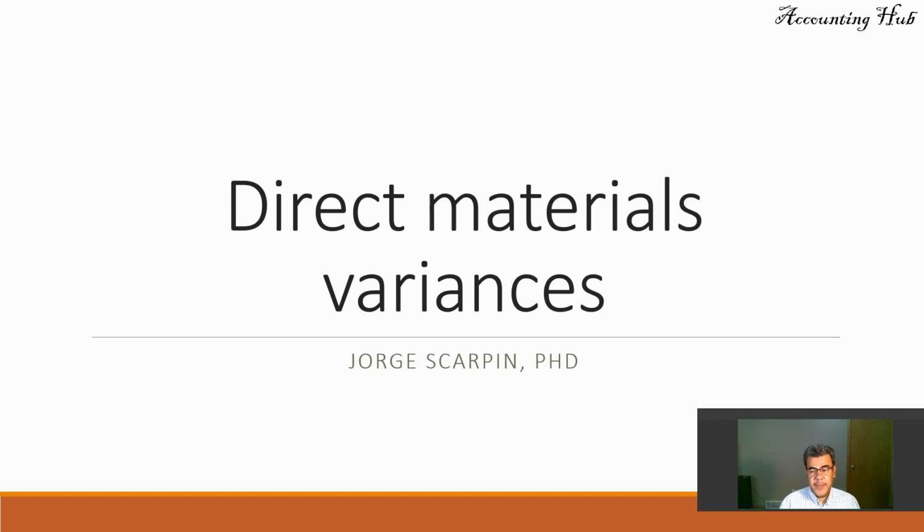I'm Professor George Scarpin, PhD in accounting, and our topic today is about standard costs. When we talk about standard costs, we usually have four variants: direct materials, direct labor, variable manufacturing overhead, and fixed manufacturing overhead. So we have four videos in this series. The other three videos are in our video description.